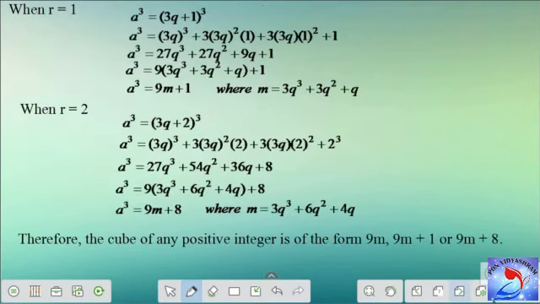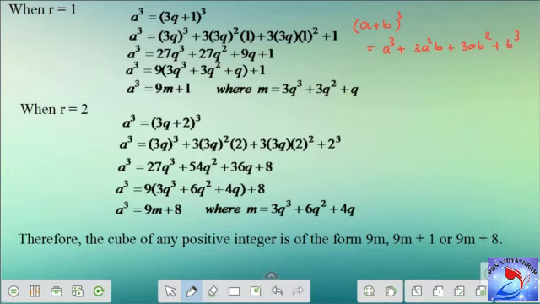Here it is. When r is 1, our a cube becomes 3q plus 1 the whole cube. Now here is the one where we need to apply the formula for a plus b whole cube. I hope you remember what it is. Anyhow, let me write it once again for your understanding. So a plus b whole cube is equal to a cube plus 3a square b plus 3ab square plus b cube. I know I can even write it in the other form, but this will be more comfortable for me to simplify the expressions here.